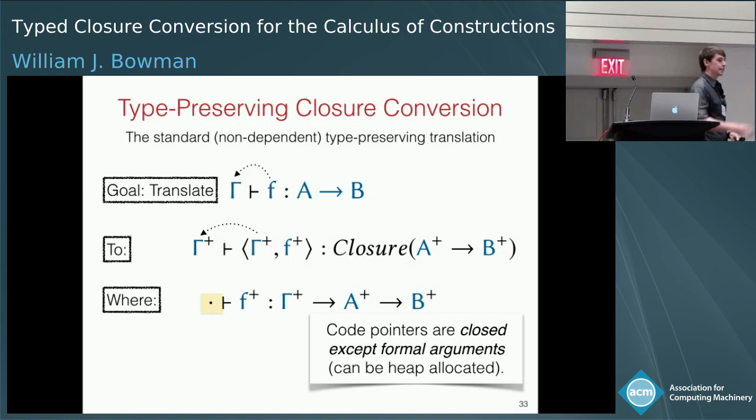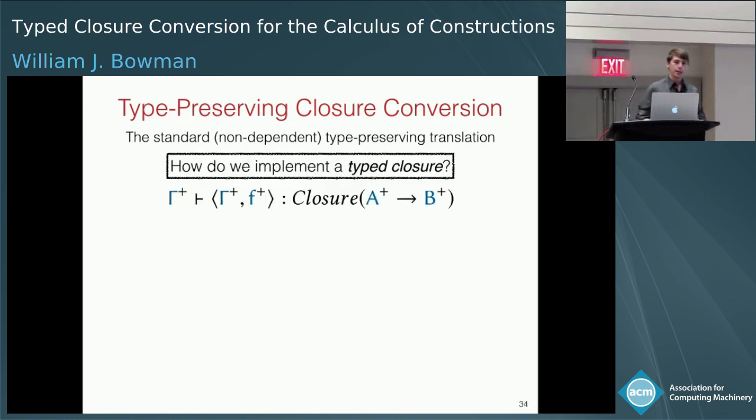So we know that we can take f, lift it out of where it was defined, and put it in the heap. So that's our goal. We can think of this closure as an object that has one method, and gamma is all of the private fields for that object. Okay, so now how do we implement this typed closure?